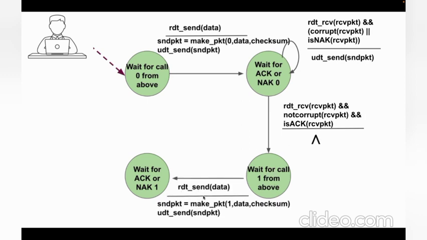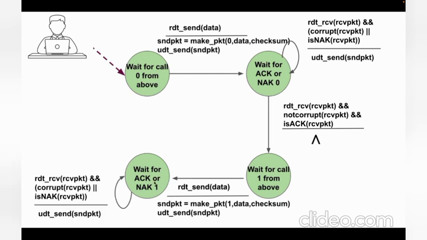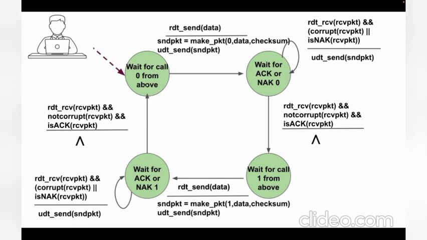It sends the data by creating a packet now with sequence number 1, because last time it was 0. On creating the packet, it sends it to the underlying layer using the same function. Again, it waits for ACK 1 or NACK 1, and accordingly, if it is NACK 1, it resends the packet, and if it is ACK 1, it does nothing and waits for call 0 from above.